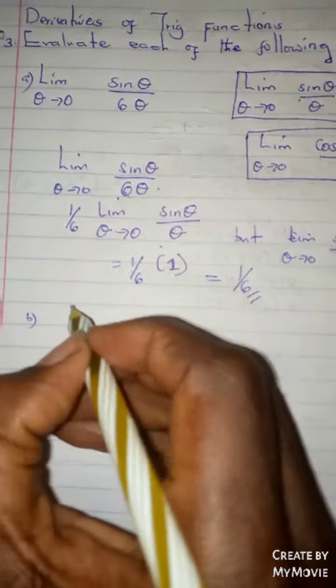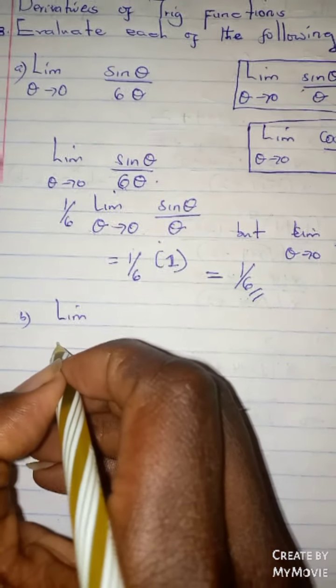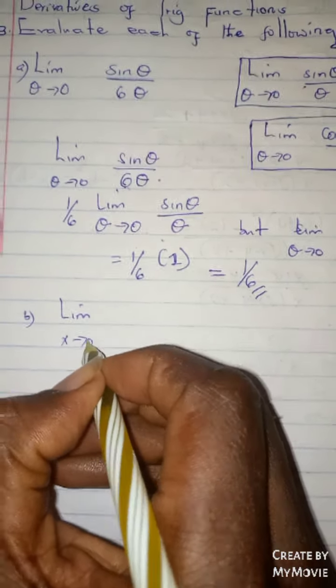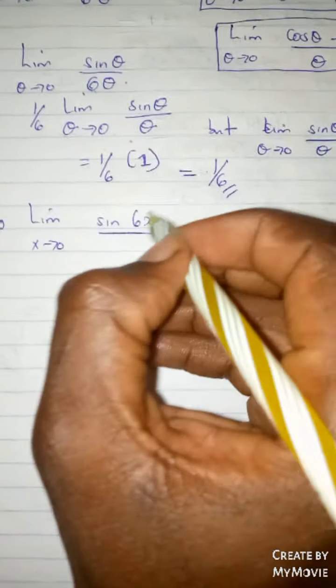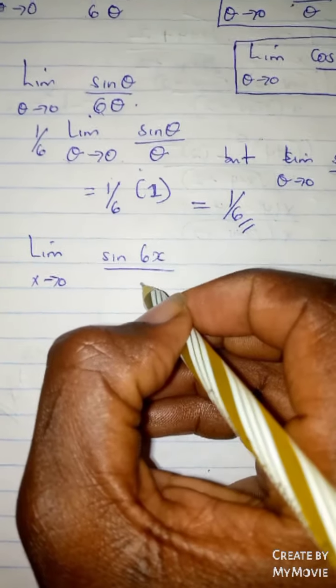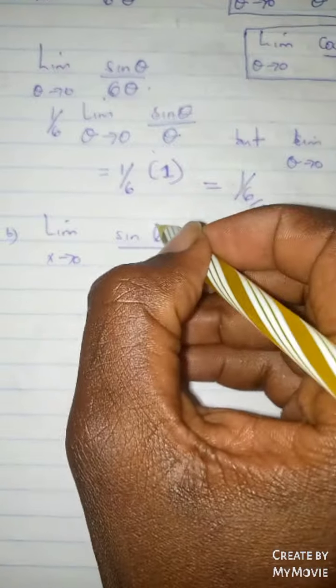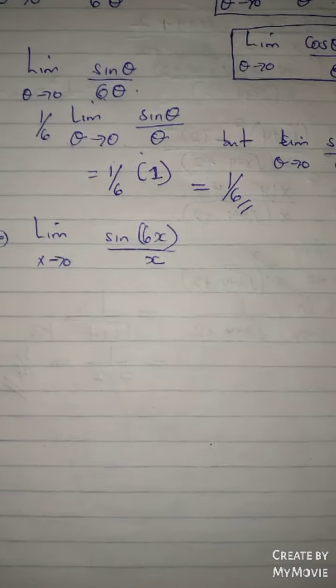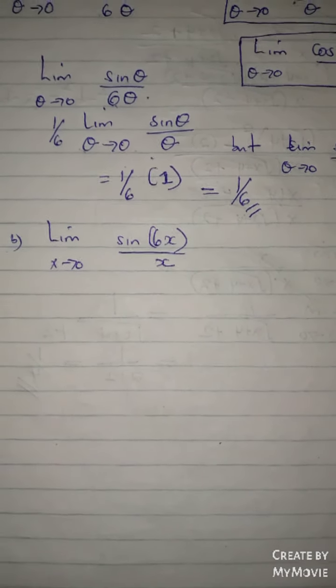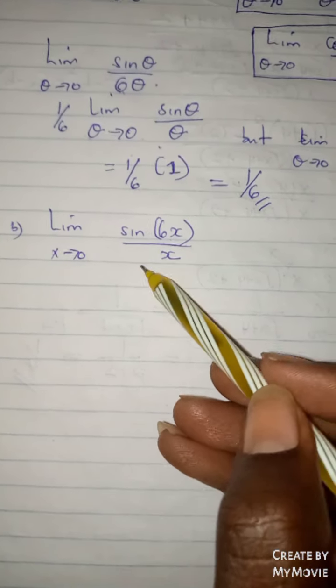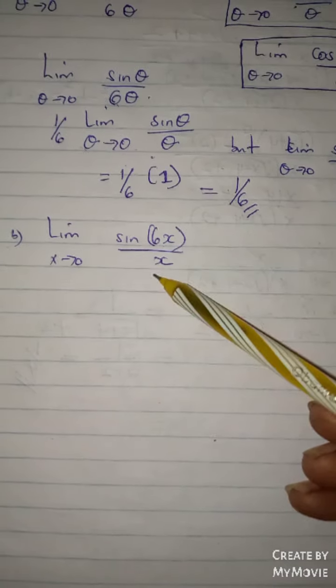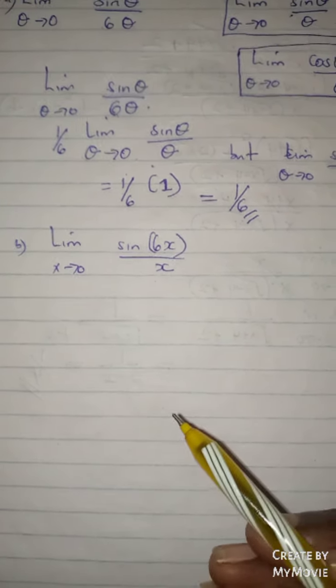Example B: maybe you are given the limit as x approaches 0 of the sine of 6x over x. You are given this function. This is a theta or an angle. Using the change of variable technique, you can define this as theta. We want to manipulate it so that it requires us to apply the first rule.